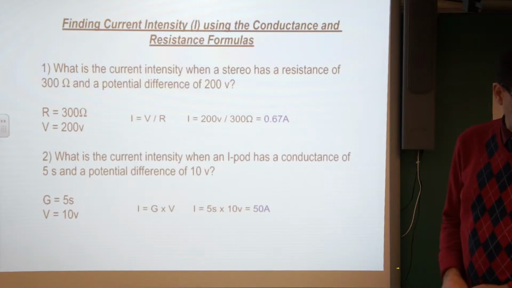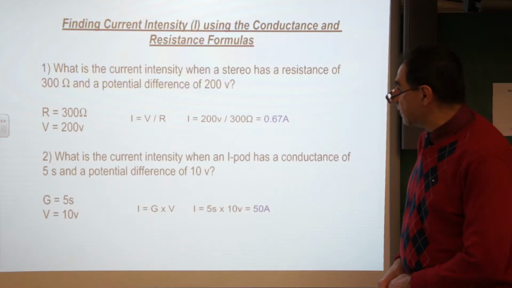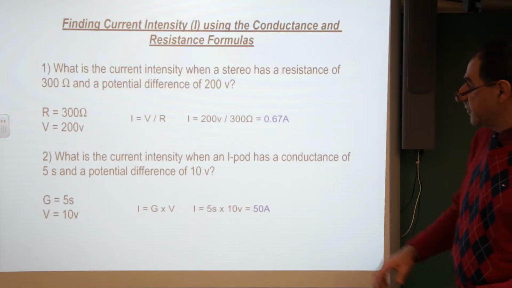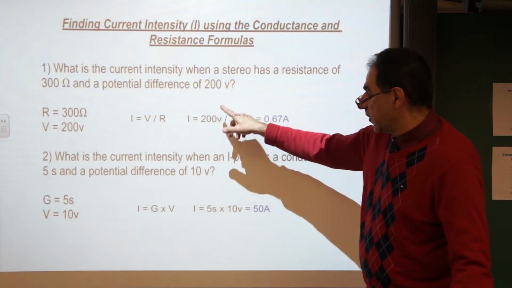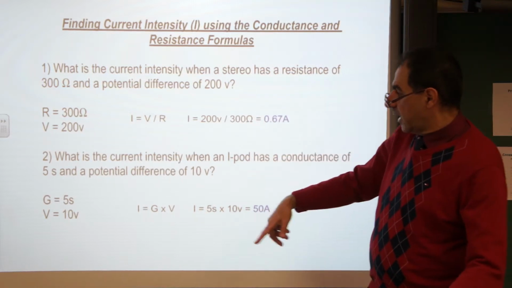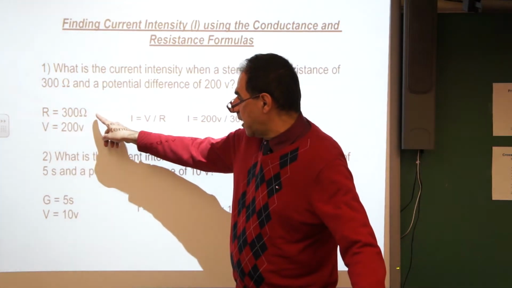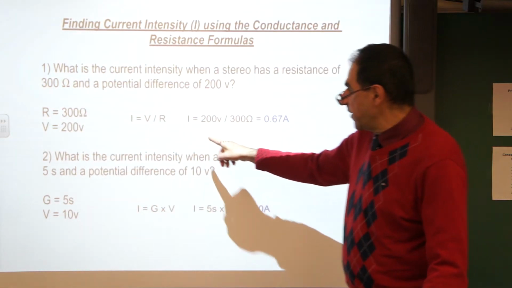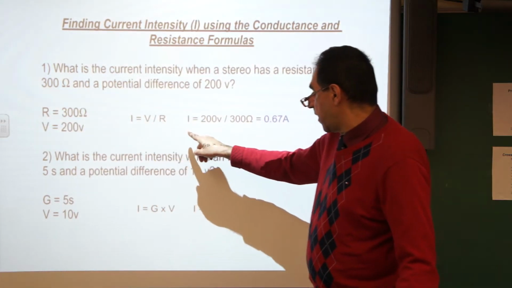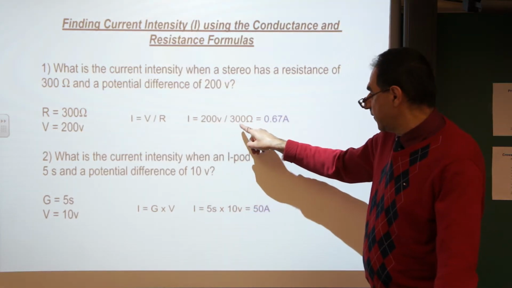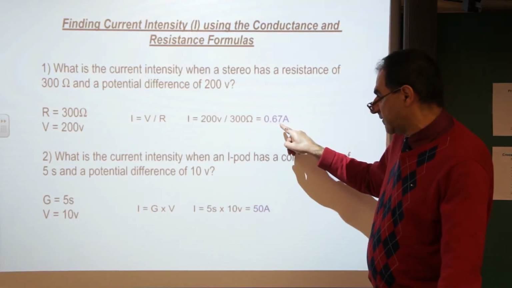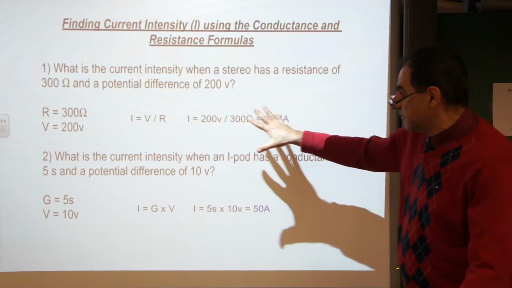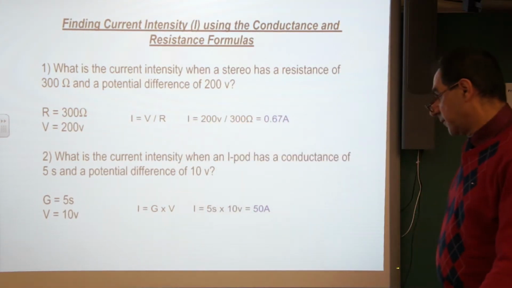So here are some examples. What is the current intensity when a stereo has a resistance of 300 ohms and a potential difference of 200 volts? What I would do is put my given information: R is 300 ohms, V is 200 volts. Rearrange my formula: I equals V over R. So I equals 200 volts over 300 ohms, which equals 0.67 amps. Again, I have my units and my given information in my formula.